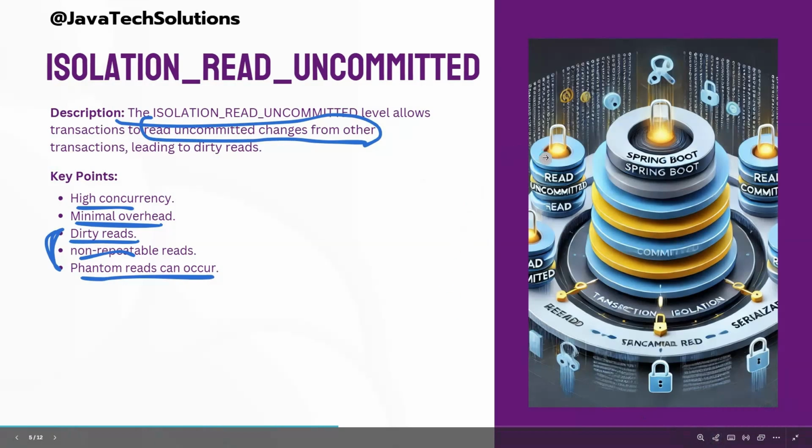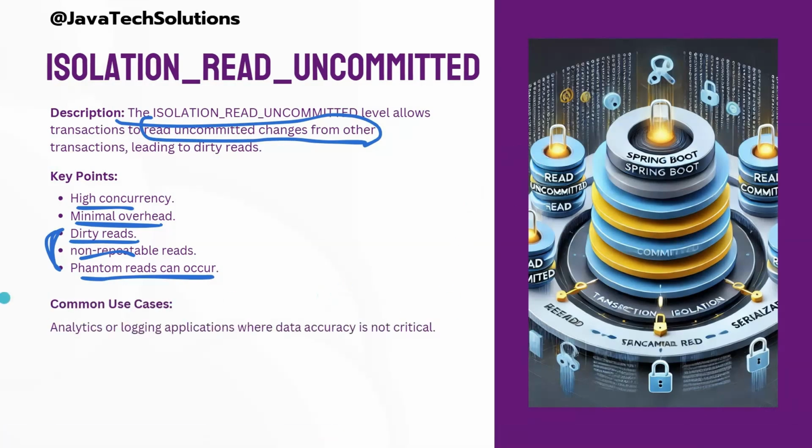Okay, next, when are we going to use this one? As it reads uncommitted data, which might still be rolled back in some other transaction, right? So that's why we are not going to use this. It is not ideal for non-critical applications. It can be used for analytics or logging applications where data accuracy is not crucial or critical. Then we are going to use this isolation level in our Spring Boot application.